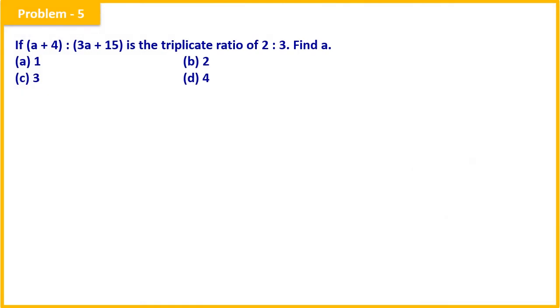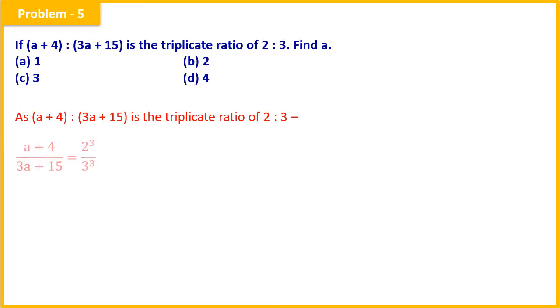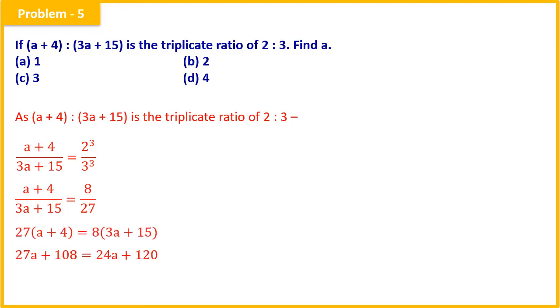Problem 5. If a plus 4 is to 3a plus 15 is the triplicate ratio of 2 is to 3, find a. We have already discussed what is a triplicate ratio. So here we can write a plus 4 divided by 3a plus 15 is equal to 2 cube divided by 3 cube. Solving this, we get the expression something like this. And further solving it, we can determine the value of a, which comes out to be 4. So option D is the right answer.